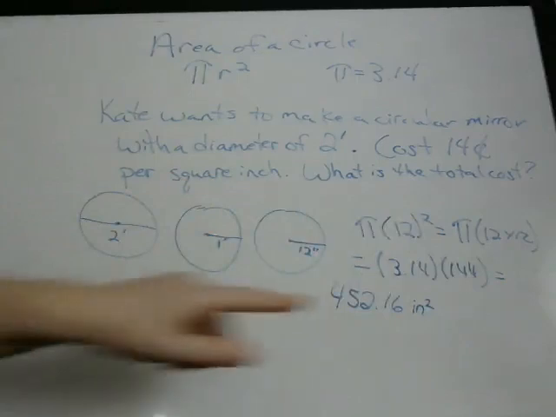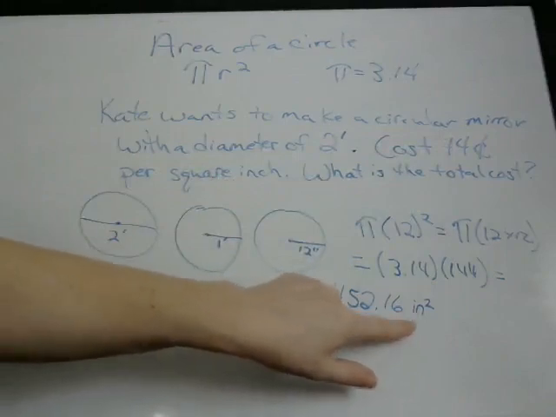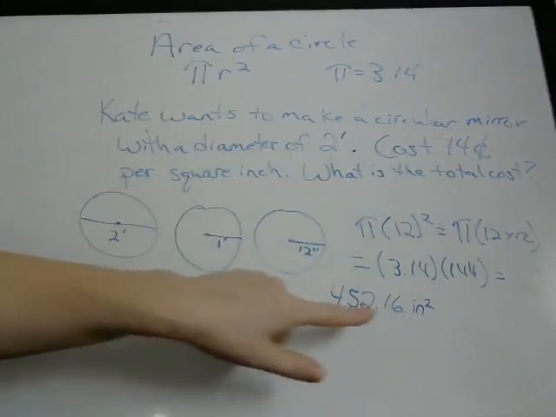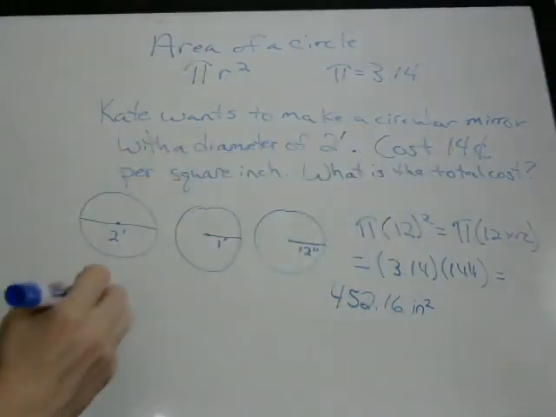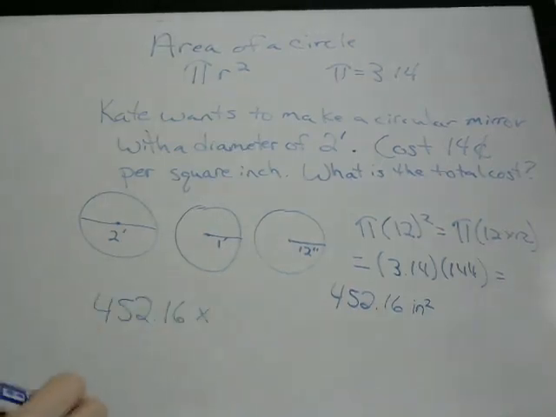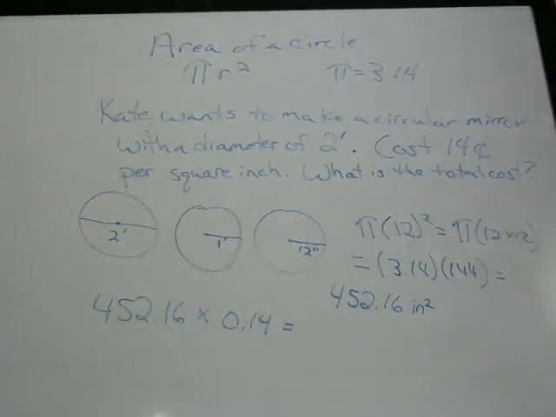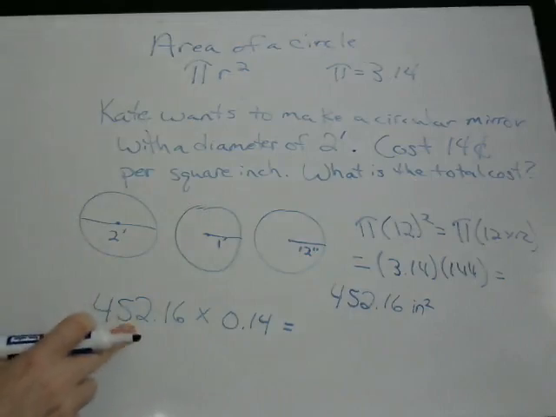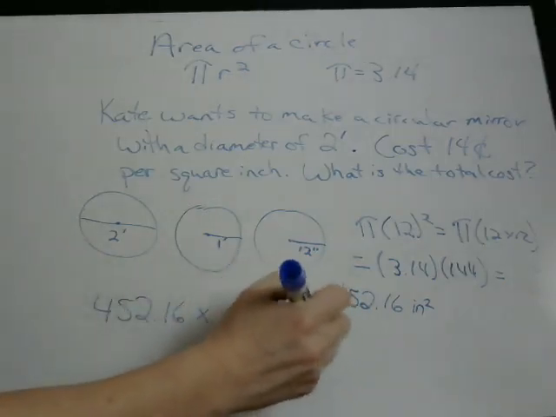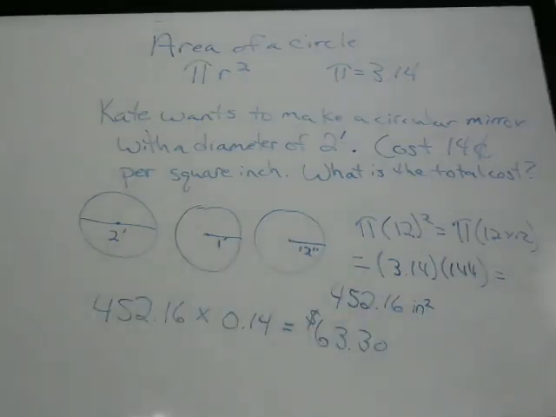So now it costs us 14 cents per square inch. We have 452.16 square inches. What's the total cost? We just multiply that by 14 cents. I'm going to actually change it to dollars. So how do you write 14 cents as dollars? It's 0.14. You can just multiply it by 14, but then you're going to have your answer in cents, not dollars. You plug this into your calculator, and you're going to get $63.30. So that's the answer to this question.